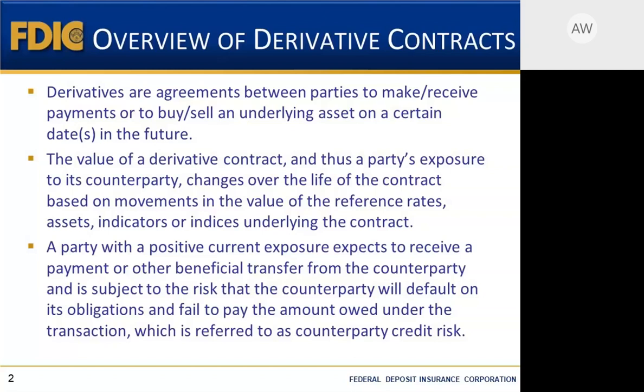A party that is in the money is subject to the risk that the counterparty will default on its obligations and fail to pay the amount owed under the transaction, which is referred to as counterparty credit risk. In contrast, a party with a zero or negative current exposure does not expect to receive a payment or beneficial transfer from the counterparty and is considered to be at the money or out of the money. A party that has no current exposure to counterparty credit risk may have exposure to counterparty credit risk in the future if the derivative contract becomes in the money.